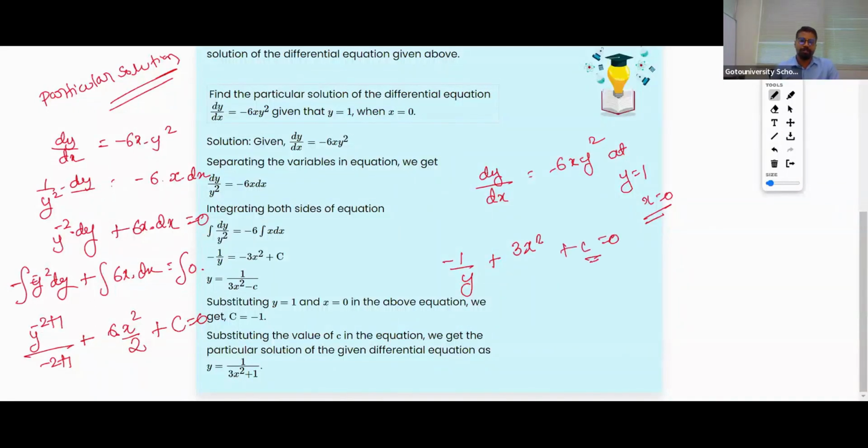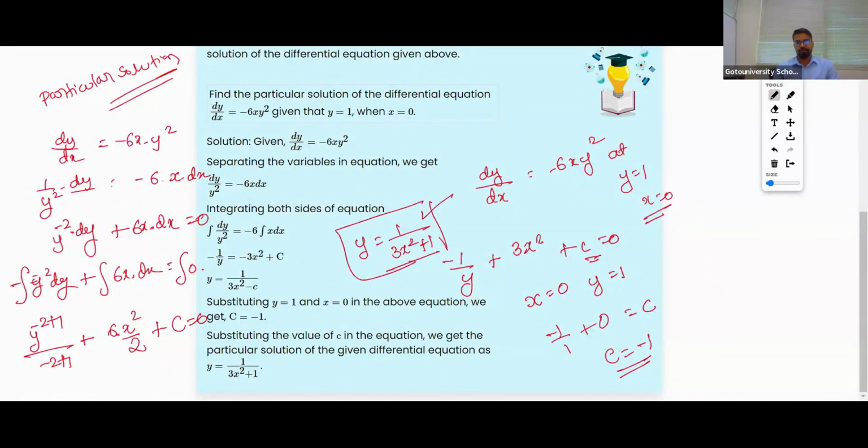Now I want to find the c because we want a particular solution. So let us substitute x is equal to 0, y is equal to 1. What do we get is minus 1 by 1 plus 0 is equal to c. So c is equal to how much? Minus 1. As c is equal to minus 1, what is our particular solution? This is the equation we have got. So y is equal to 1 by 3x square minus of minus becomes plus. This is our equation, so particular solution.